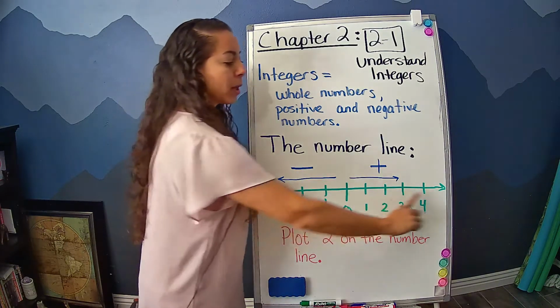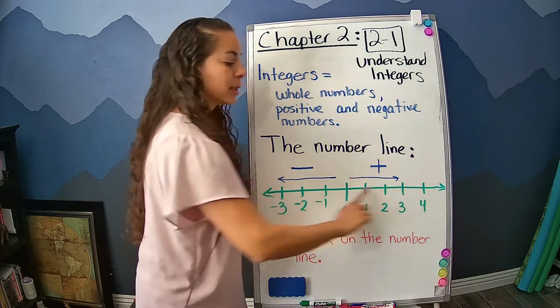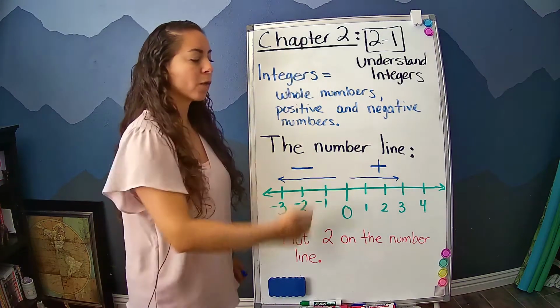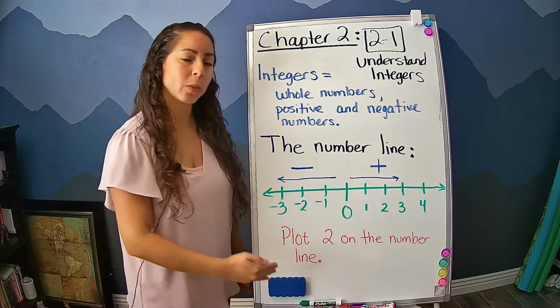Most number lines are horizontal. Horizontal means this goes across. There are some number lines, which we'll discuss in a little bit, that go vertically, up and down, like a thermometer. And we'll talk about that in a second.